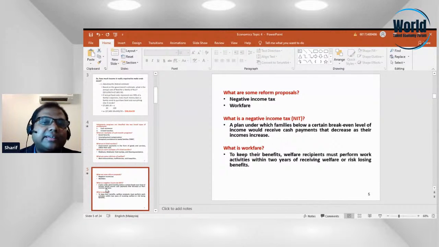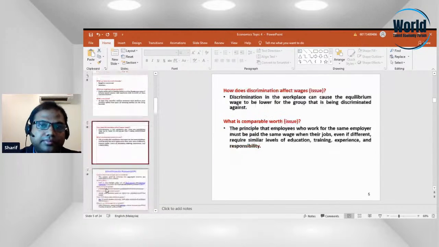Negative income tax is a plan under which families below a certain break-even level of income would receive cash payments that decrease as their income increases. What is workfare? To keep their benefits, welfare recipients must perform work activities within 2 years of receiving welfare or risk losing benefits.